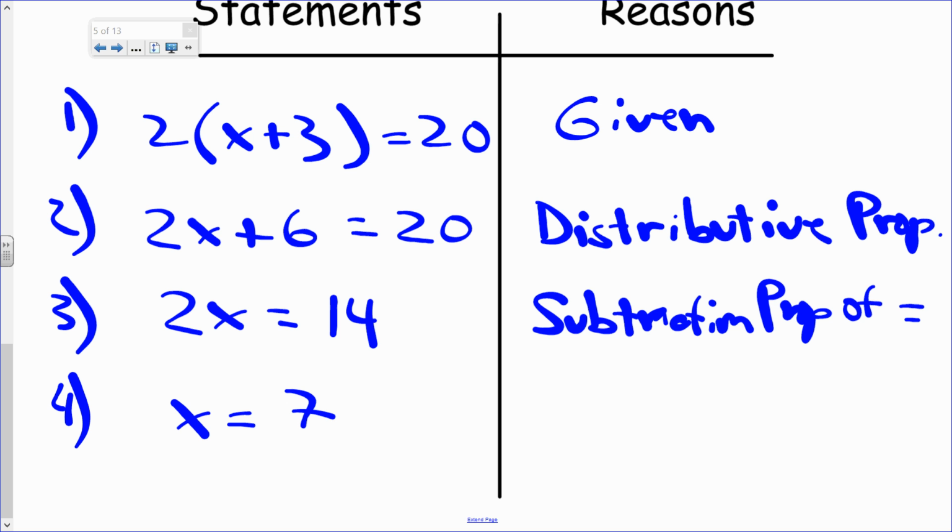What gives you the right? How dare you say that, Martinez? Nice. Division property of equality. You guys are rocking and rolling.